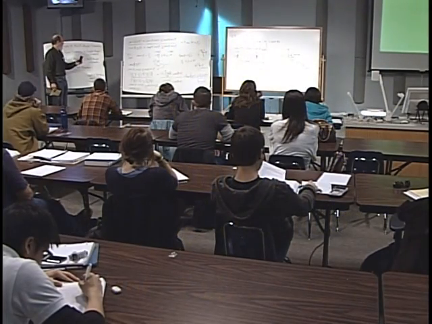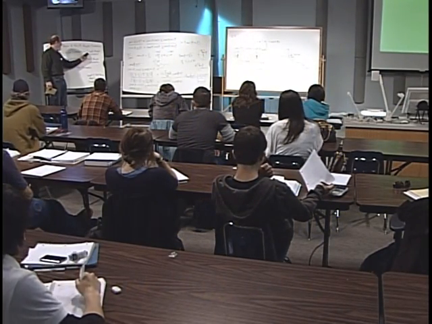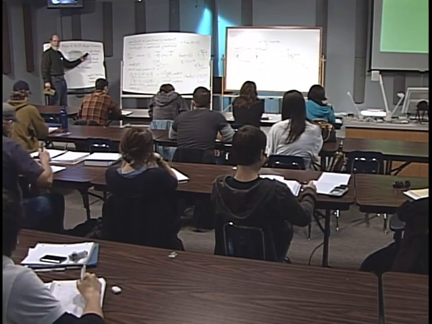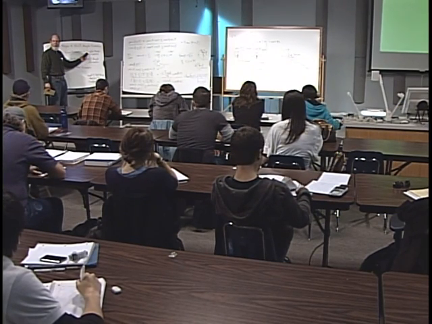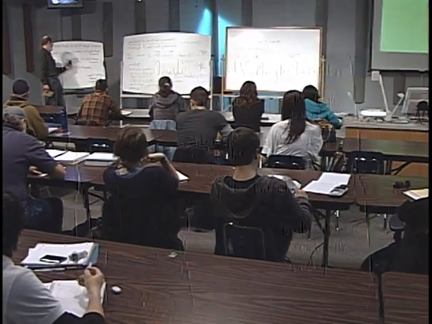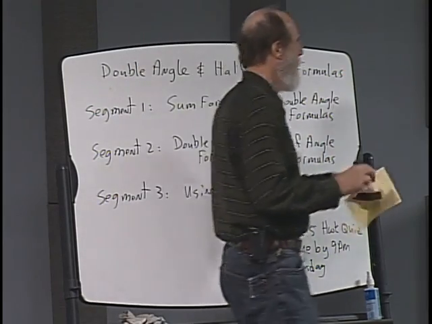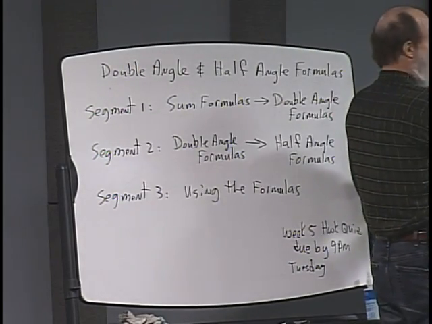Okay, in that last segment, I got so excited about the sum and difference formulas that I didn't even get to that double angle formula. So here's the quick version of getting to the double angle formula. So we can actually then address what's going on here in this second segment, double angle formulas transitioning then to half angle formulas. So let's come back to our formulas here.